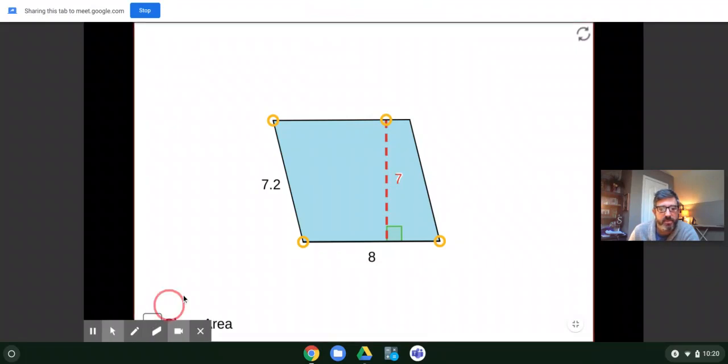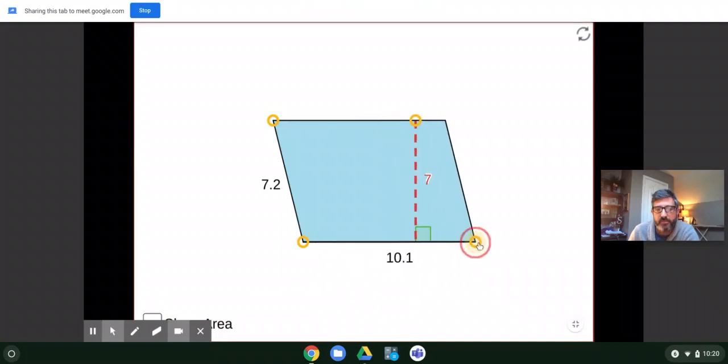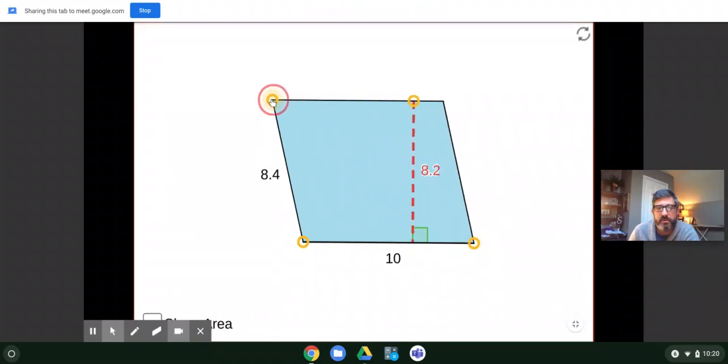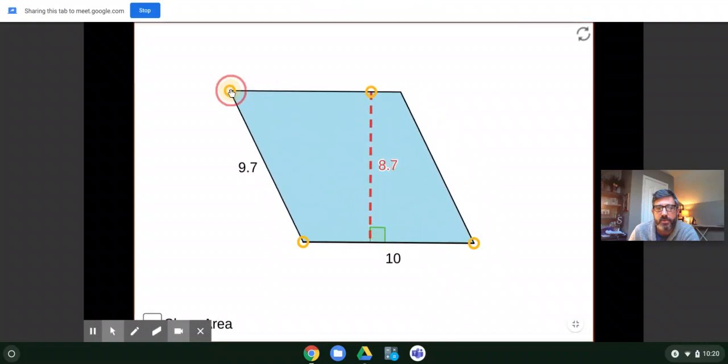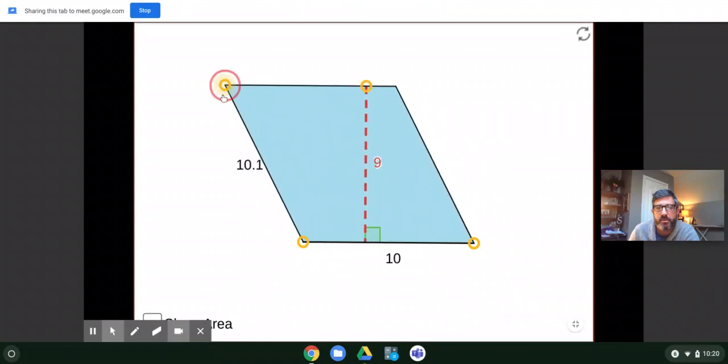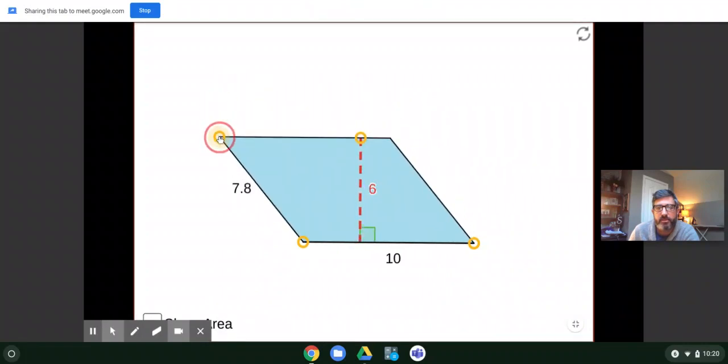Good job. So let's do one more. I'm going to move this thing out a little bit. Let's try this. Actually, let's make it smaller. All right, so let's find the area of this one. So what would be our base? Anybody tell me?